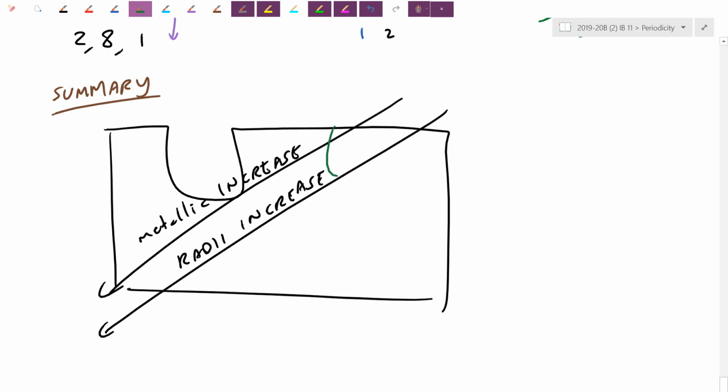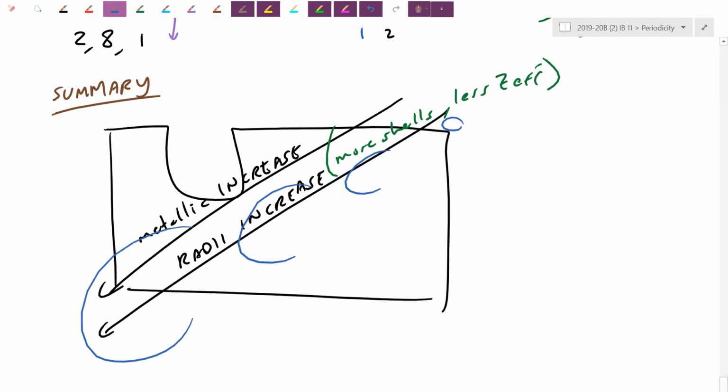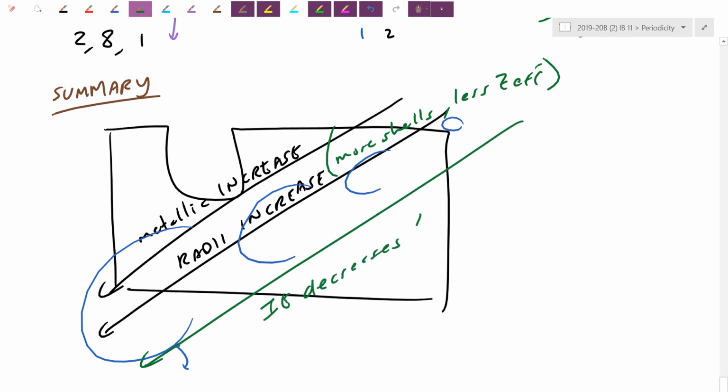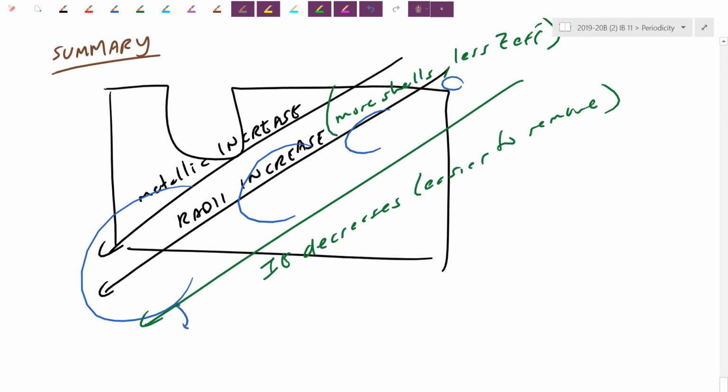The reason for these is that going down, we have more shells, or going to the left. Notice I'm not going across a period to the right this time. More shells also means less Z effective as you go to the left. In that case, the larger the atom, the easier it is to ionize. So if I point the general trend in the same direction, your IE decreases. It gets easier to remove. Translate that for yourself: it's easier to remove the electron because the radius is bigger. So radius and ionization energy are opposites of each other.